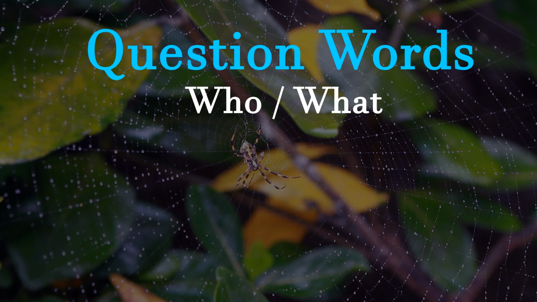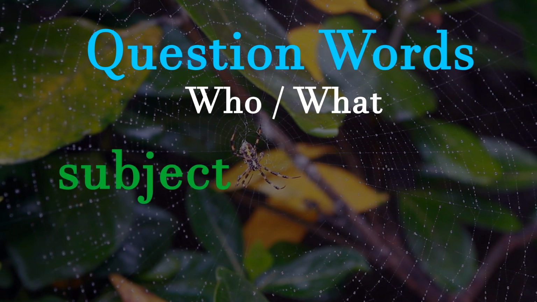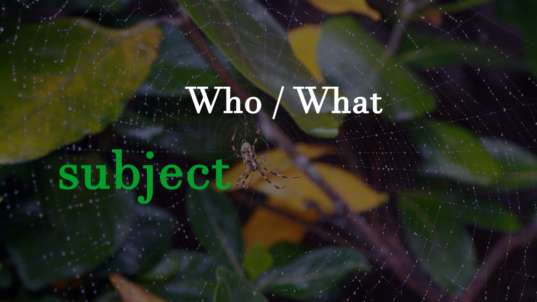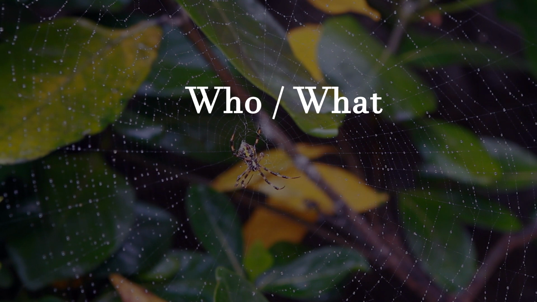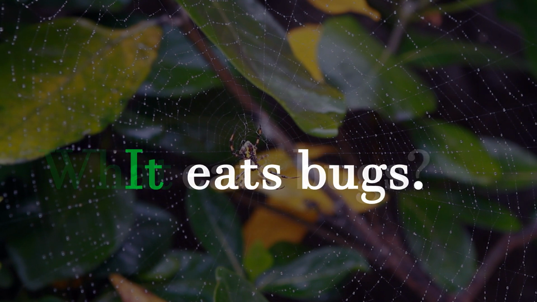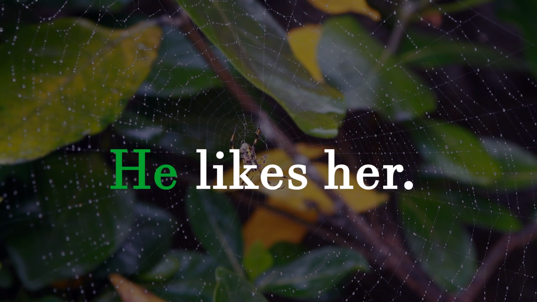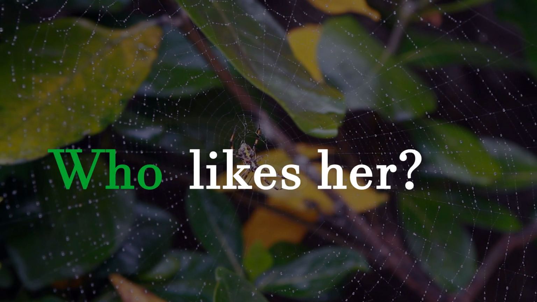Who and what can be a subject or an object in a sentence. As a subject, we don't have to change the sentence at all. It eats bugs. What eats bugs? He likes her. Who likes her?